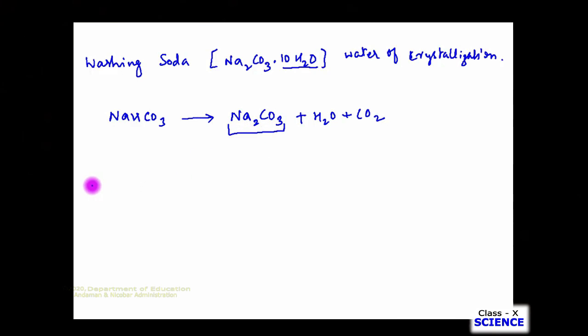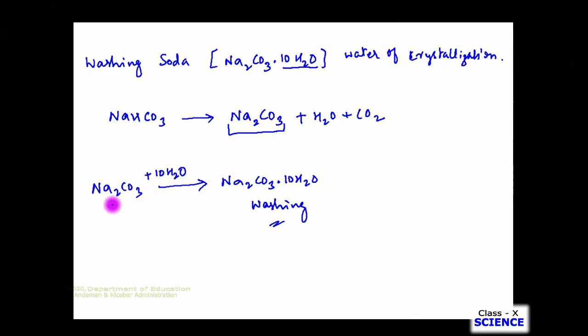Let us see that chemical reaction also. Here Na2CO3, upon recrystallization, we will be getting Na2CO3.10H2O. That means in this chemical reaction we have to add water. How many molecules? Here 10 molecules of water are to be added. These water molecules enter into the formula unit, what we call here washing soda. Dear students, remember this chemical equation, which is the preparation of washing soda.